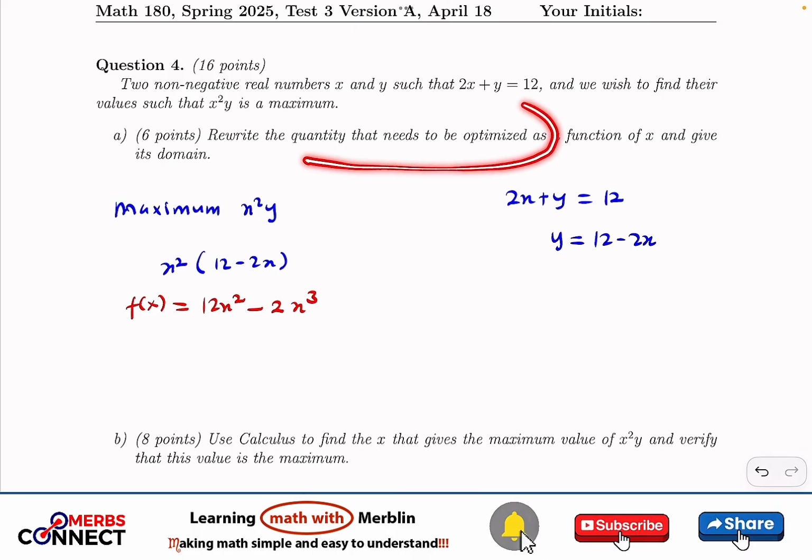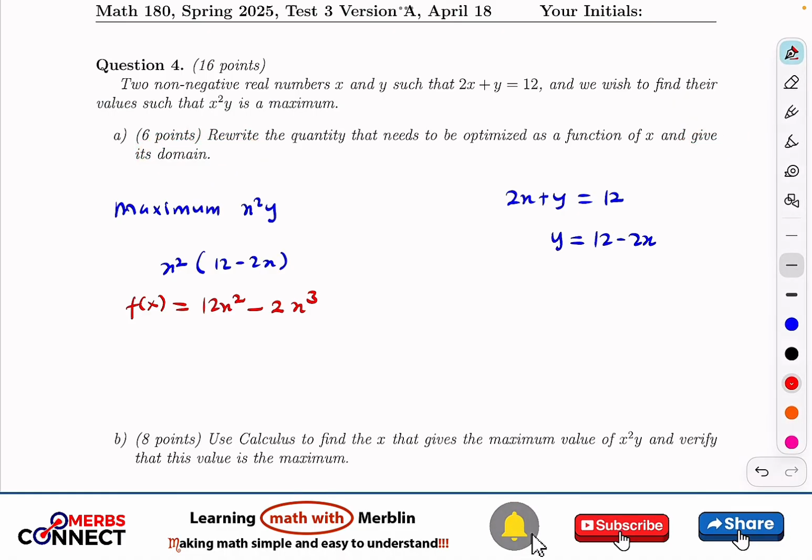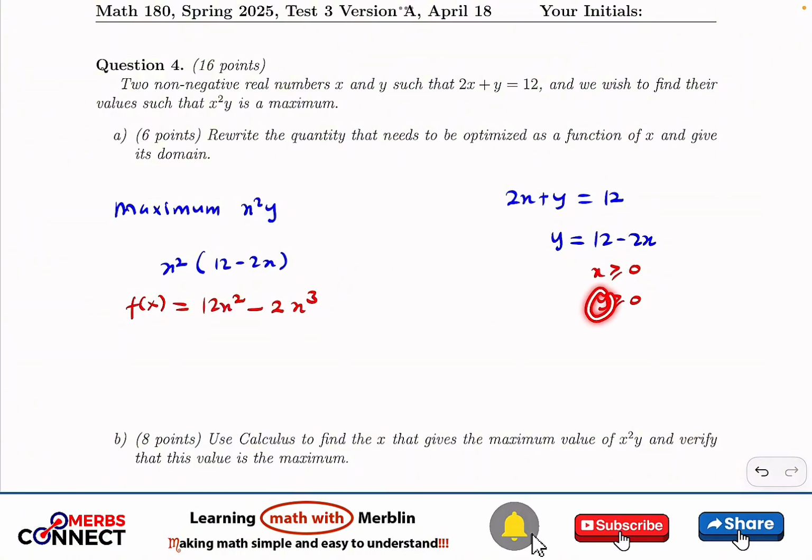So we need the quantity that we are going to optimize. That is the function in terms of x, which is true here. And we want to also give the domain. So the domain here, x should be greater than 0, y should be greater than or equal to 0. So y, we replace y by this because it's equal to this.